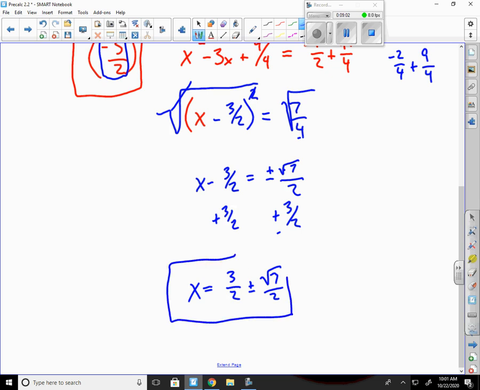Final answer, you don't have to go any further. We can simplify that a little bit and do 3 plus root 7 all over 2, plus and minus, that is. But that's as far as we need to go. There's no perfect root of 7, so we stop.